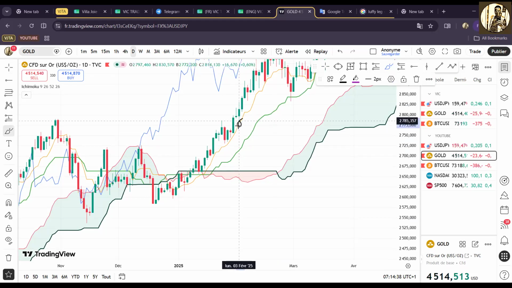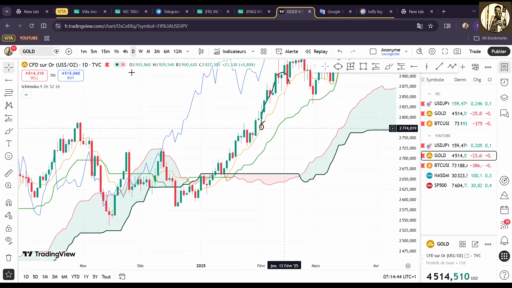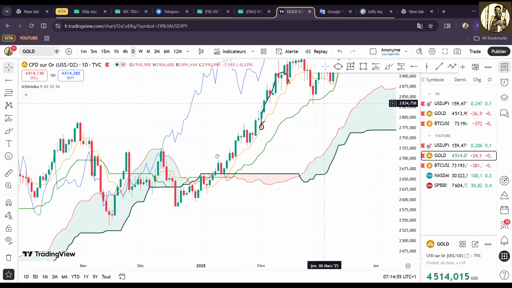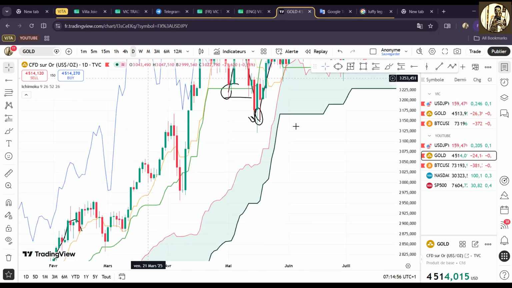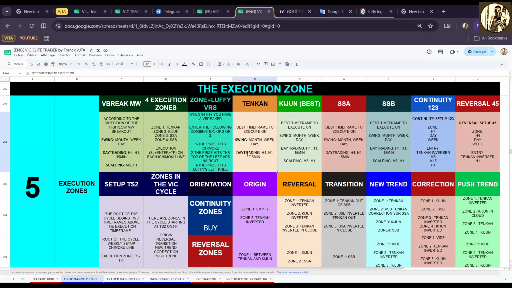Like for this one, when it touches Ali, it directly goes up. It's a very powerful place to buy, and it is good to buy it for swing trading time frame as an execution zone. So what you need to do is that you can spot it on daily, weekly. You can also spot it on H4, H1.